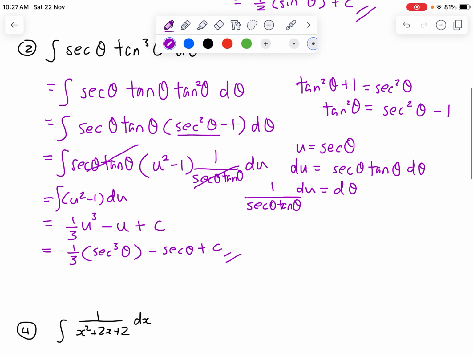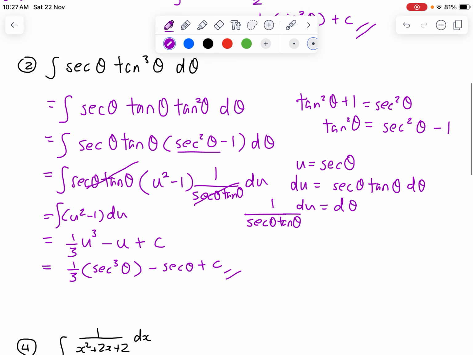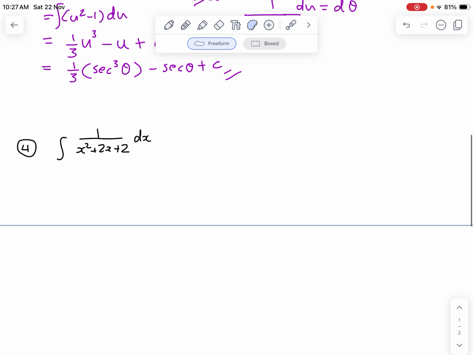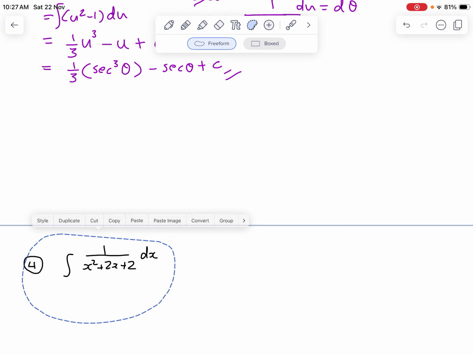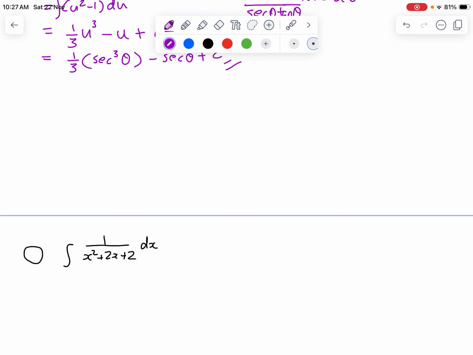So notice here, there isn't like a strict formula to how to do these, but you want to make use of the Pythagorean identity. So yeah, that's it for the second question. Now let's move on to our third question.